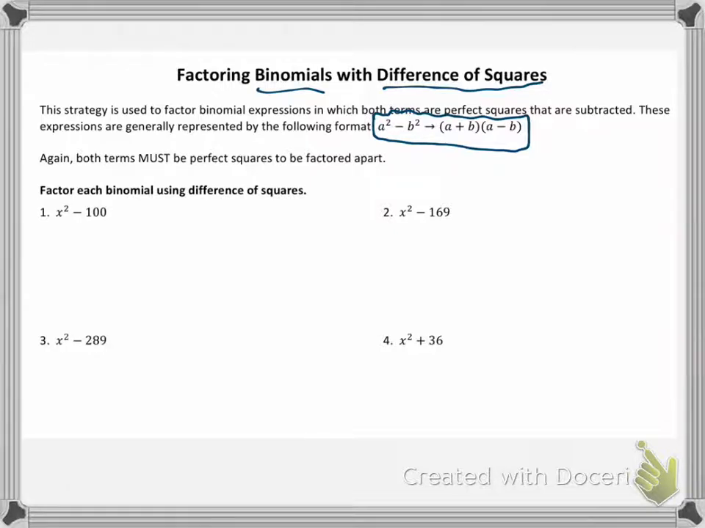So, x squared minus 100. I see a minus sign. That's cool. That's check number 1. Now let's talk about the x squared and the 100. Are those perfect squares? Well, x squared, if I square root that, that becomes x and x. That's the first thing. 100, is that a perfect square? If I take the square root of 100, that is 10.